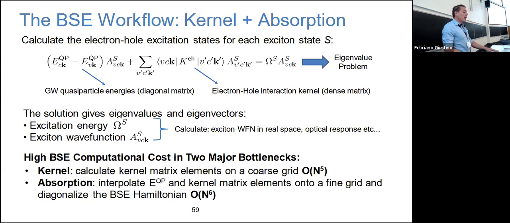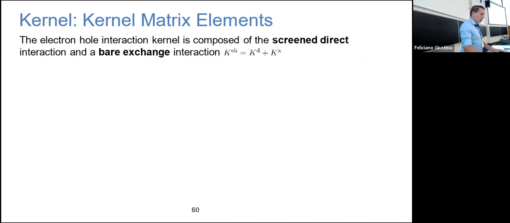And then Absorption takes in the quasi-particles computed from Sigma, so from the GW part of the workflow, takes in the kernel matrix elements computed by Kernel and interpolates those onto a fine grid of K points, builds up the BSE Hamiltonian, and just diagonalizes that to get the excitation energy and exciton wave function.